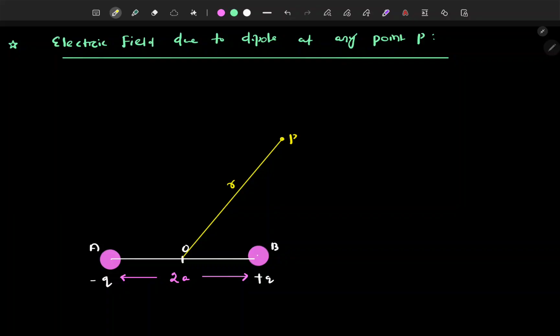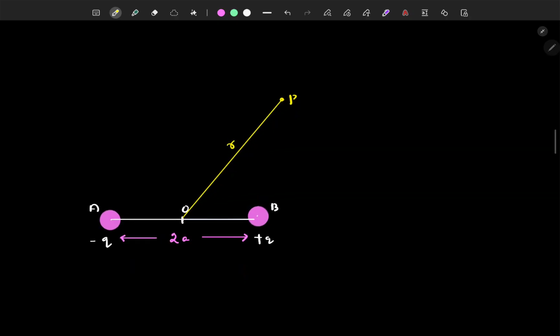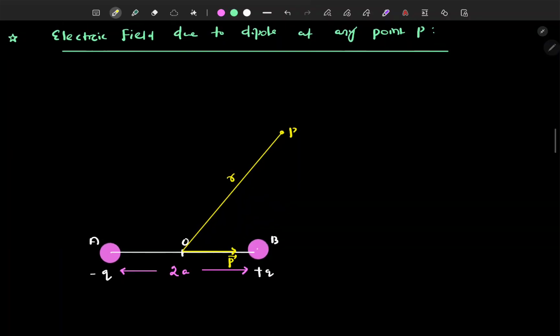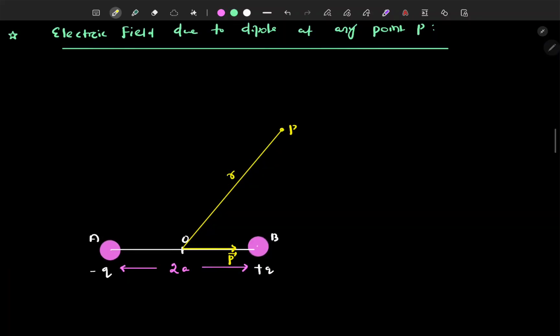Dipole moment direction is from negative to positive, so this line represents the P vector, and let R vector be the position vector of point P with respect to the midpoint of the dipole. Let the angle between them be theta. So theta is the angle between the R vector and the P vector, remember this. At point A we have minus q, and at point B we have plus q, the charges of the dipole.